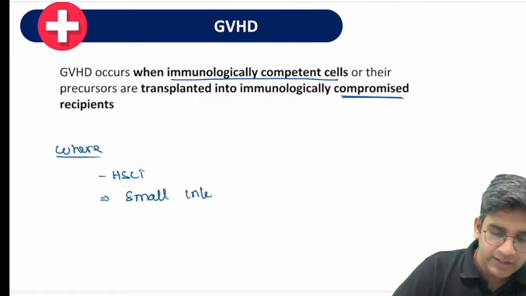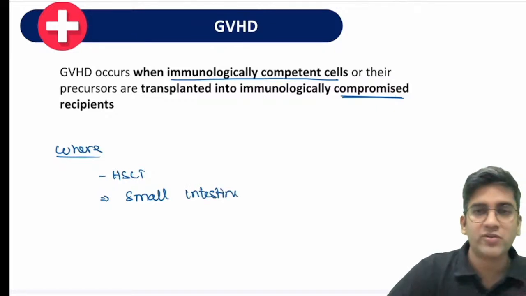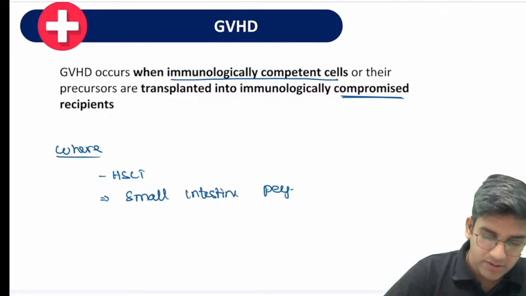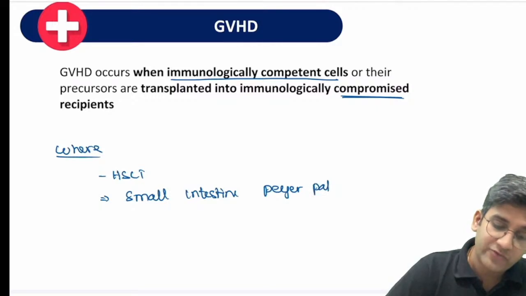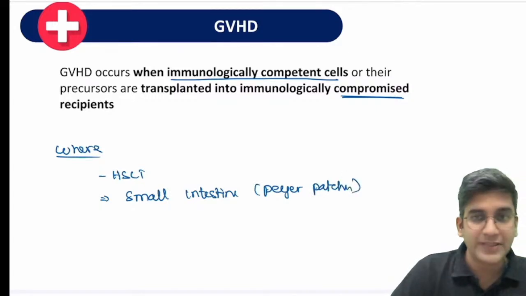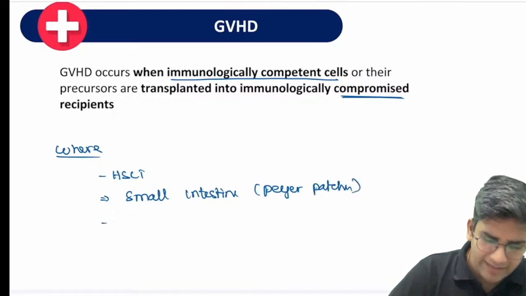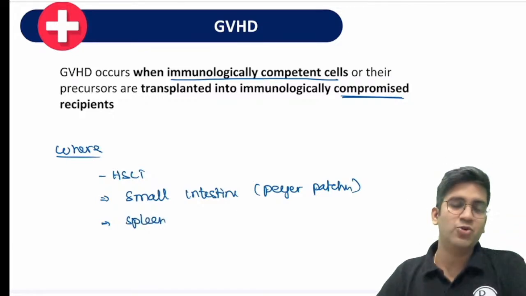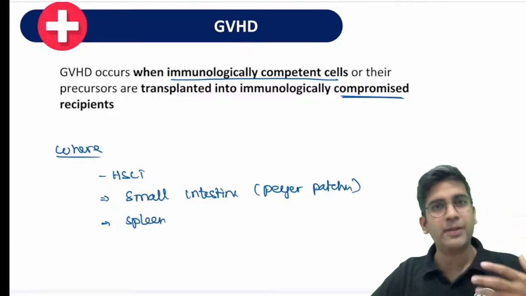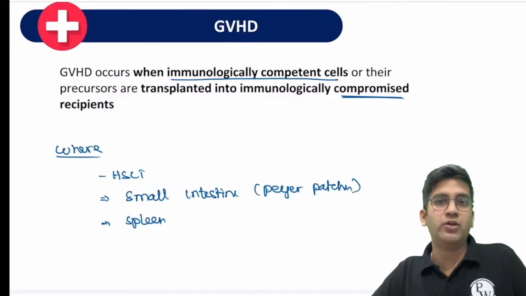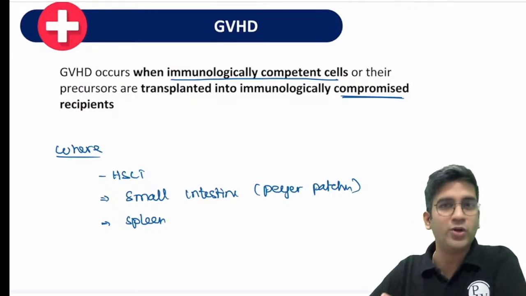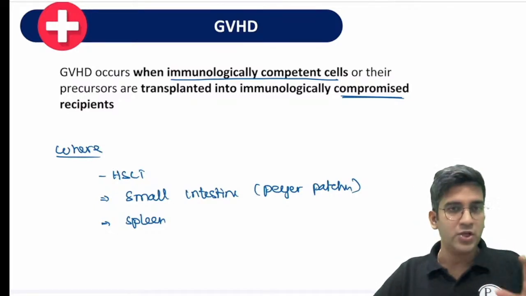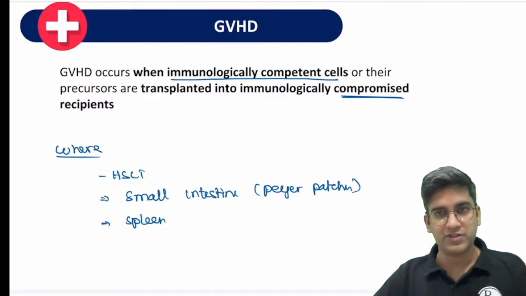Because I'm sure in the small intestine, you know that there's a good amount of Peyer's patches. Peyer's patches have a good amount of lymphocytes, right? That's why it can happen, and very rarely it can happen in splenic transplants. Though we don't do a splenic transplant, we don't worry about it, but theoretically it can happen because the spleen is also a part of the reticuloendothelial system. Okay, so primarily hematopoietic stem cell transplant, right?